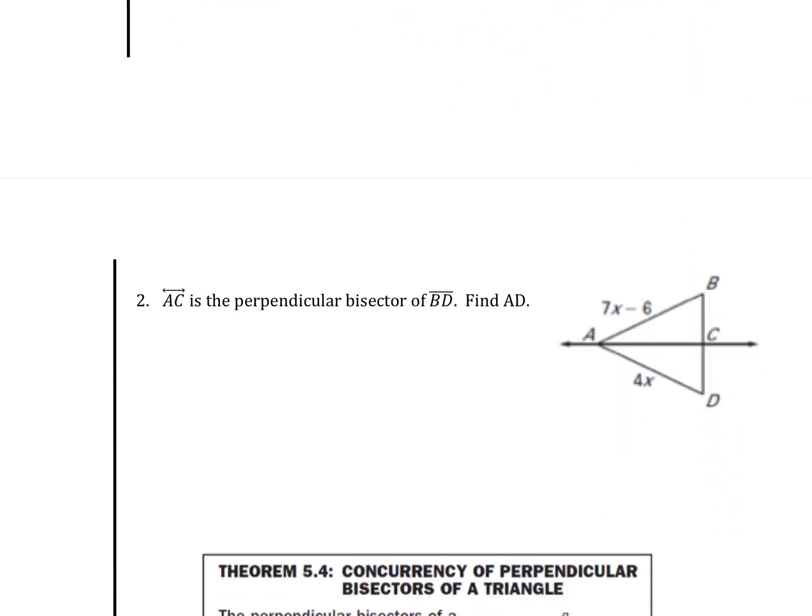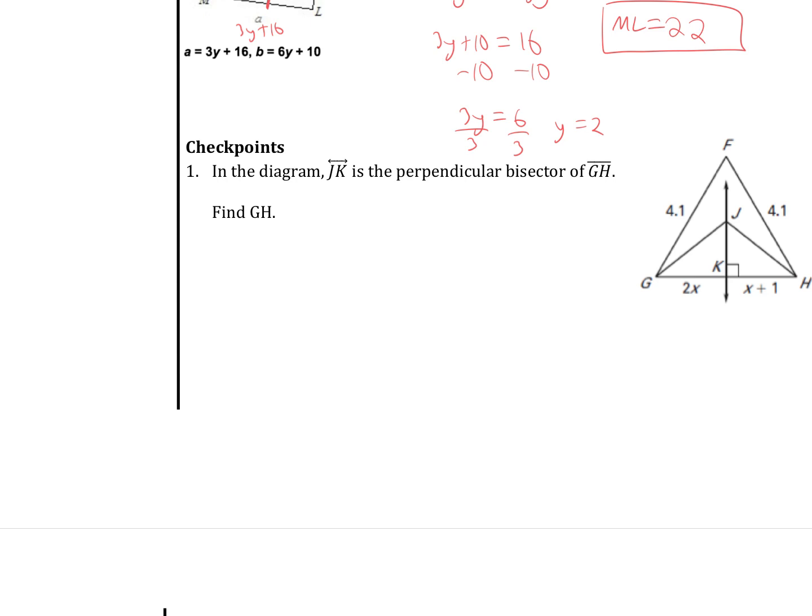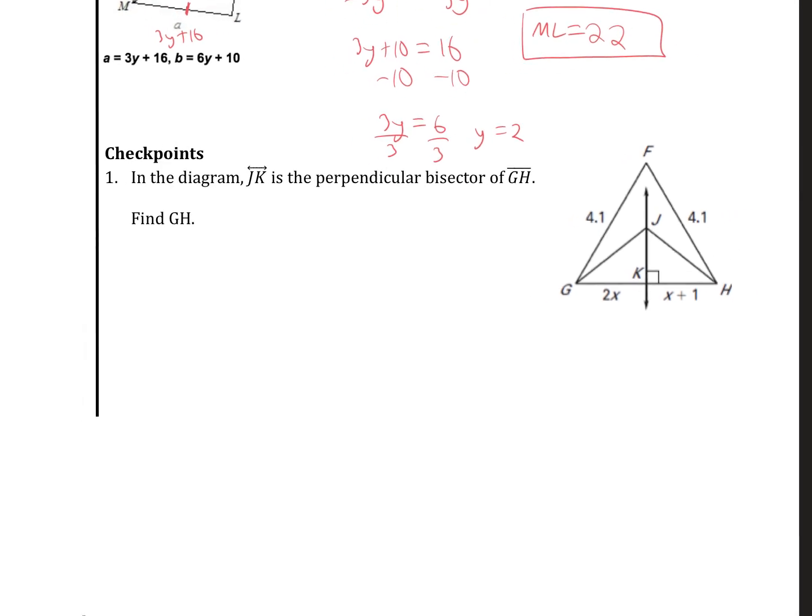Okay, checkpoints. Why don't you guys go ahead and pause the video, see if you can do these. Give them a try. All right, we know that JK is the perpendicular bisector of GH. Find GH. GH is this distance right here. If this is the perpendicular bisector, what do we know about this length and this length? They are going to be the same. So we're going to do 2x equals x plus 1. How do we solve for x now? Subtract x. So we get x equals 1.